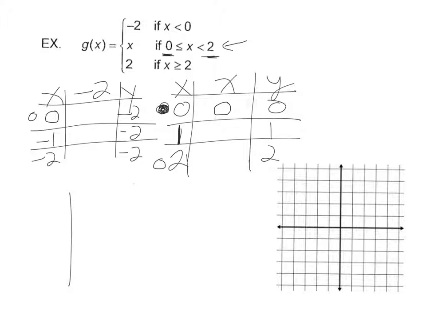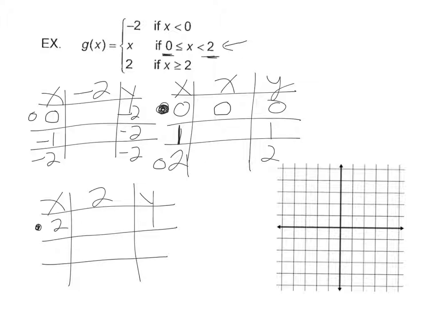Then the third table, the function is 2. X is greater than or equal to 2, so 2 is my start number. It has the equal to, so I know it's solid. A couple of numbers bigger than 2, let's do 3 and 4. Again, there's no x to plug in for, so all of the y's are 2.